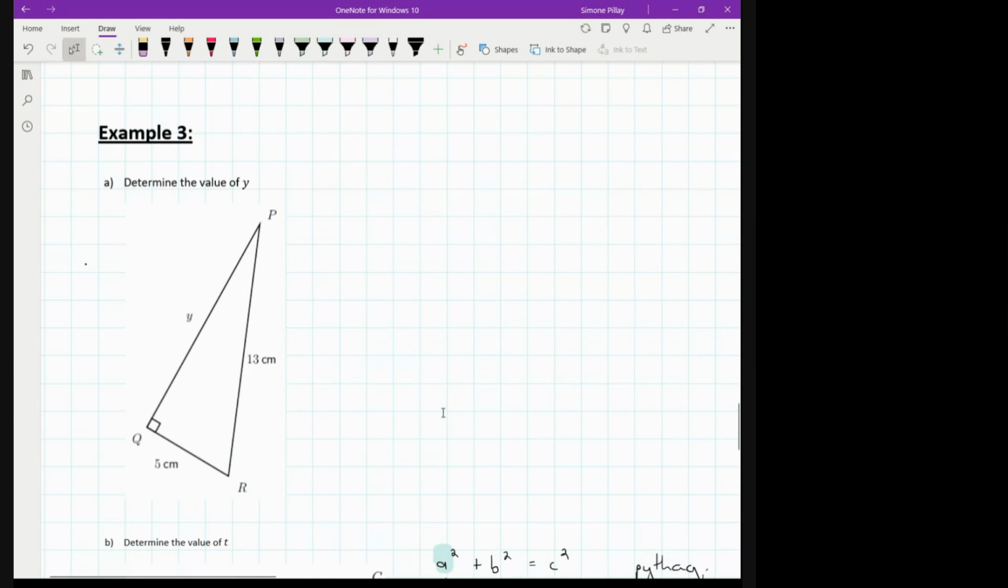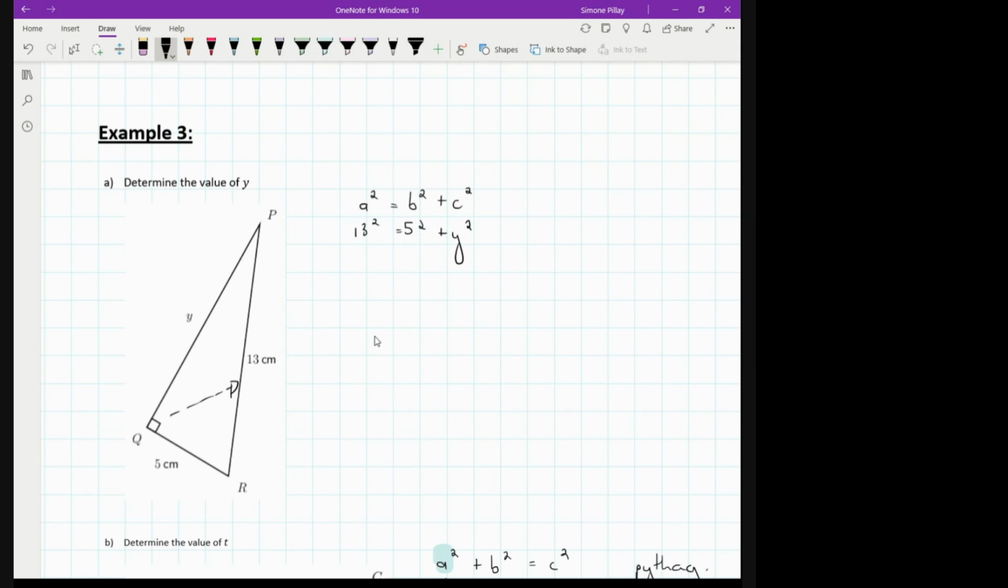Tell me, what are we doing? So, ma'am, it's A squared is equal to B squared plus C squared. Beautiful. I want to substitute A with Y, so we're gonna say Y squared. No, Y is 13, so 13 squared is equal to 5 squared plus Y squared. Okay. 13 squared is equal to 5 squared plus Y squared.